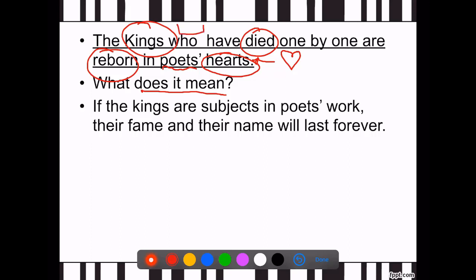So maybe kings is something like this, a crown, right? If the kings are the subject, their fame and their name will last forever. This is the meaning of this poem. Literally, how can people die and then be reborn in someone's heart? It's impossible. So this is figurative language, okay? The poet doesn't mean it literally.